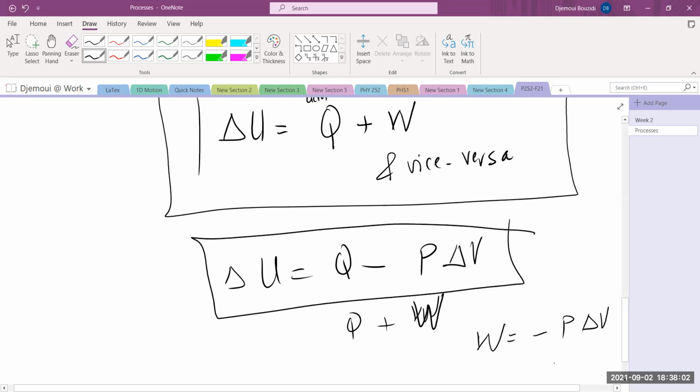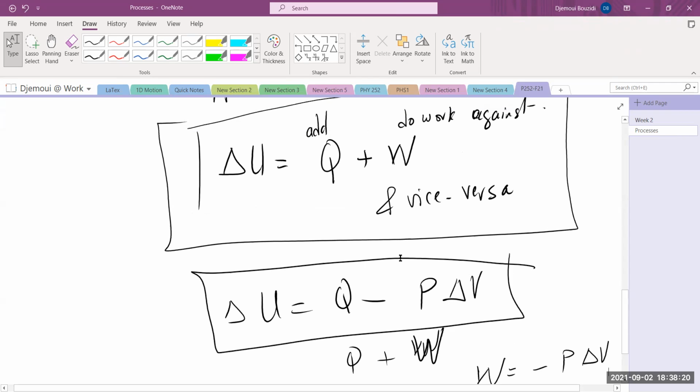You see the difference, Nilesh, because you asked that question. They have it Q minus W, and they define W as P times delta V without the minus sign. So everything should be the same now. I kind of see it now.